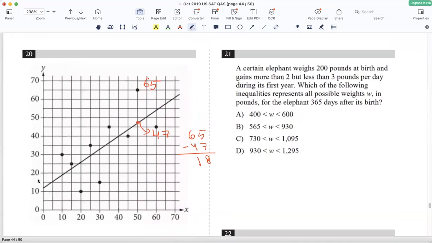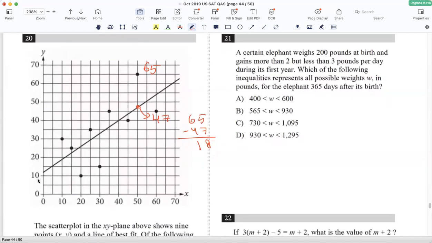A certain elephant weighs 200 pounds at birth and gains more than 2 but less than 3 pounds per day during its first year. Which of the following inequalities represents all possible weights in pounds for the elephant 365 days after its birth? Okay, so it starts with 200 plus 365 times 2, and that should be less than 200 plus 365 times 3, right?